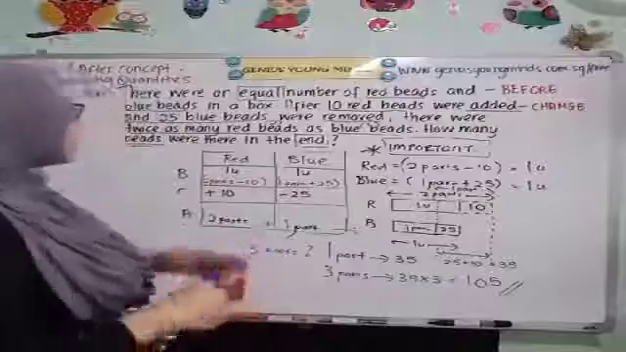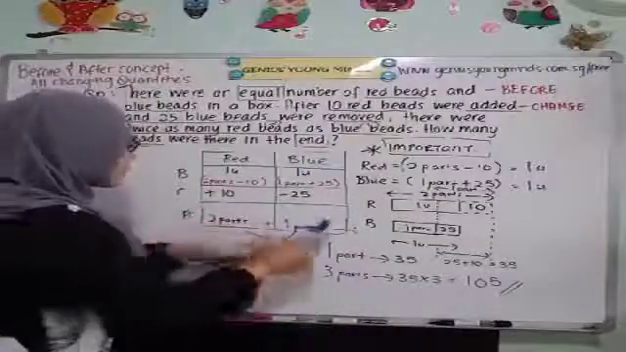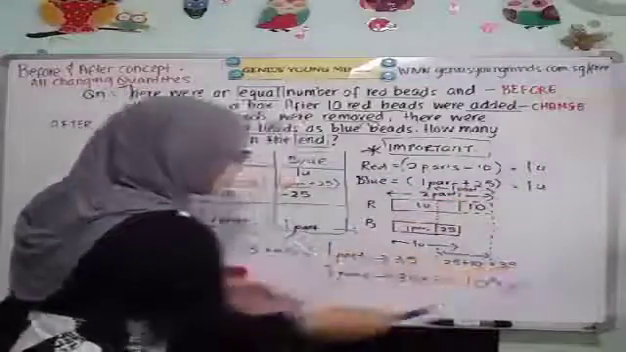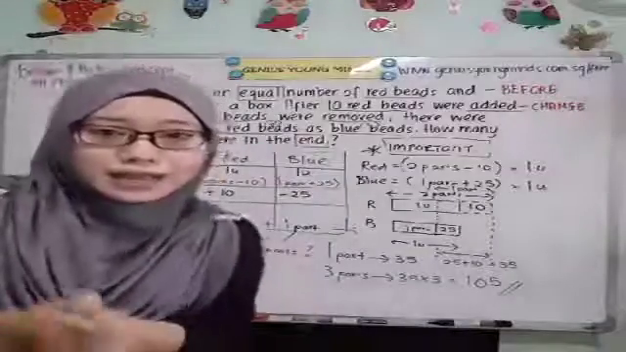Okay. So question says how many bits were there in the end? In the end, it's actually 2 parts plus 3 parts. You get 3 parts. Because 1 part equals 35 here. 3 parts is 35 times 3. Clear, parents? I hope you are clear.